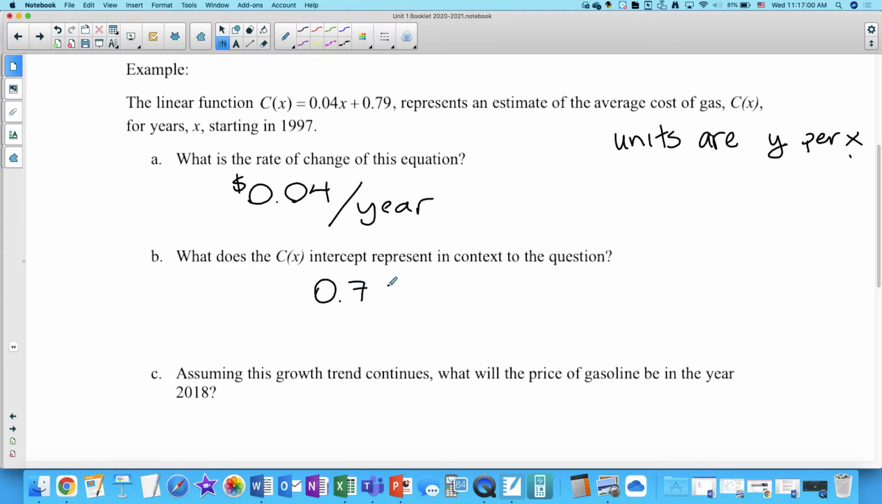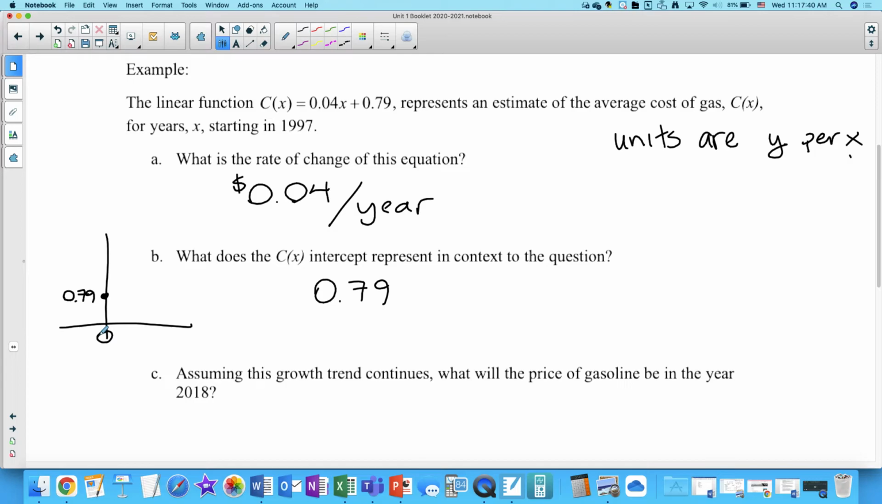Okay, now here's where intercepts are incredibly important. That's on the y-axis. If we're on the y-axis, what coordinate do we always know? X is 0. So oftentimes, the y-intercept of the linear function represents the value at the start. X is 0 on the C of x intercept.